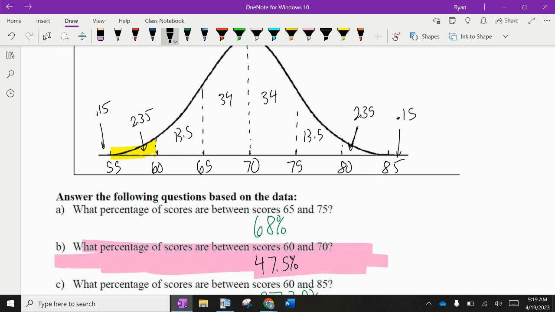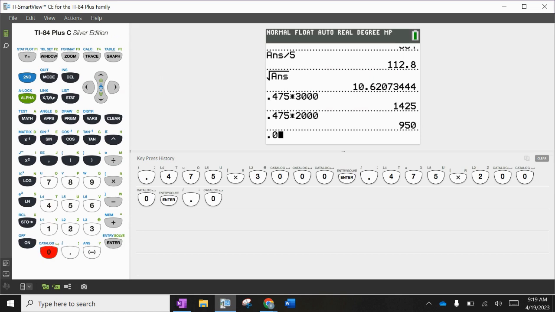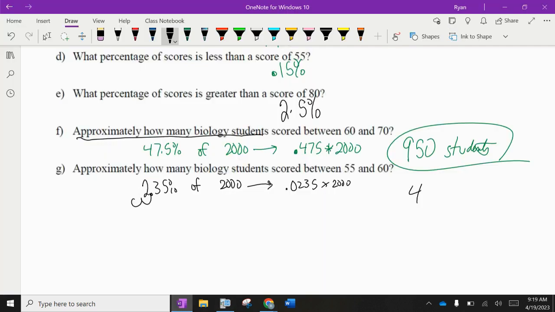In between a 55 and a 60, we're looking at 2.35% of 2,000, which means I need to move the decimal to the left by 0.0235 times 2,000. Expecting a small number, 47. 47 students scored between a 55 and a 60. Not very many. So there is our first one on this homework. This is what is due for tomorrow.